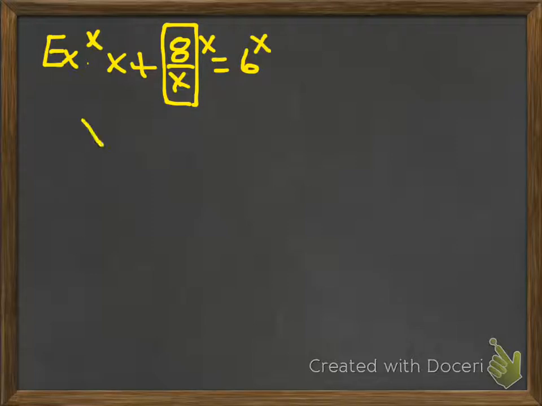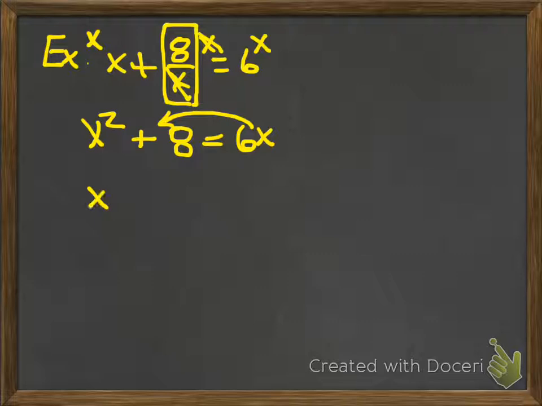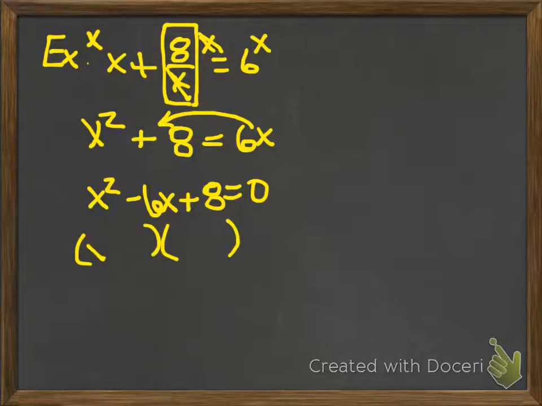So I'm going to say x times x is x squared. x times 8 over x, those x's will cancel out, leaving me just an 8. And then 6 times x is 6x. Oh look, this looks like a quadratic. So what you need to do is move the 6x over to the other side, and I'll have x squared minus 6x plus 8 equals 0. And then I will say factor, because I'm seeing an x squared and I'm seeing a minus plus, I'm going to try to do minus minus equals 0.